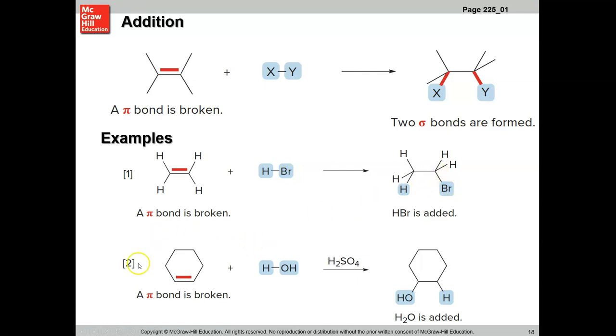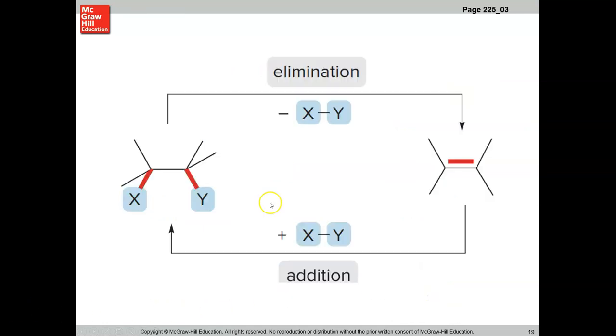We also have the example of that ring again where we have a double bond. We have water here. We're going to use an acid catalyst, H2SO4, to break this pi bond and make adjacent bonds for a hydroxide and hydrogen. So we'll make an alcohol functional group now. As I mentioned, these elimination and addition reactions are kind of opposite to each other, and it just depends on whether you're adding stuff or removing it to form these double bonds.